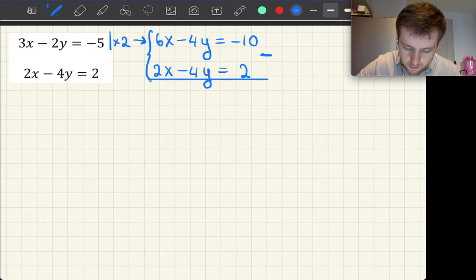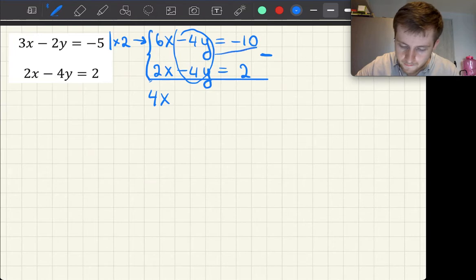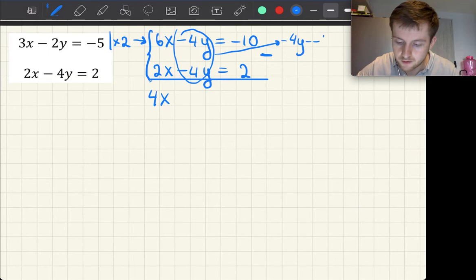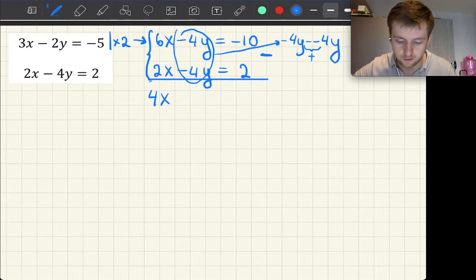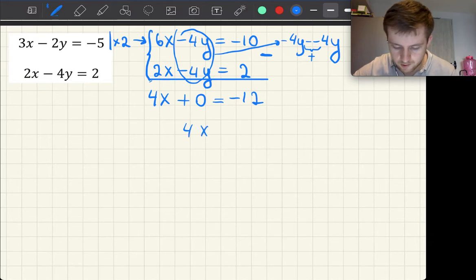Now we're going to have 6x minus 2x is 4x. And finally, you see, we have here minus 4y minus 4y. All right, minus and minus become the plus, and y's are going to be eliminated. So we can have 0 here. So 4x plus 0 equals minus 10 minus 2 equals minus 12. So 4x equals minus 12. You can see that x equals minus 3 if we divide both sides by 4.